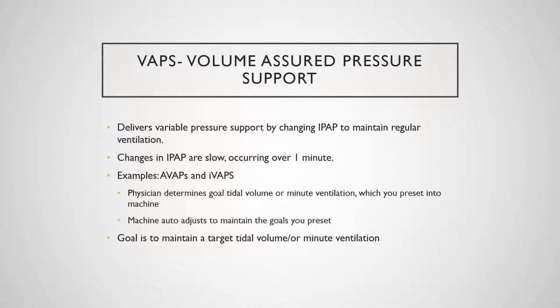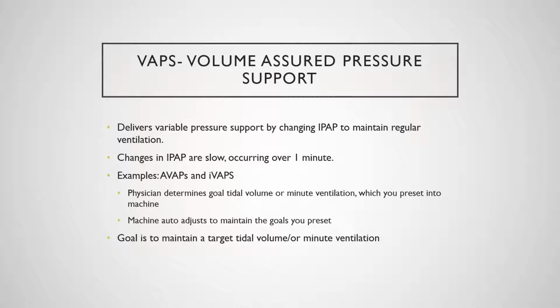Remember ASV, those changes were quick. They were breath by breath. With this, it's slow. It occurs over 1 minute. Examples of VAPS include AVAPS and IVAPS. Again, the names are different because they're made by different companies.